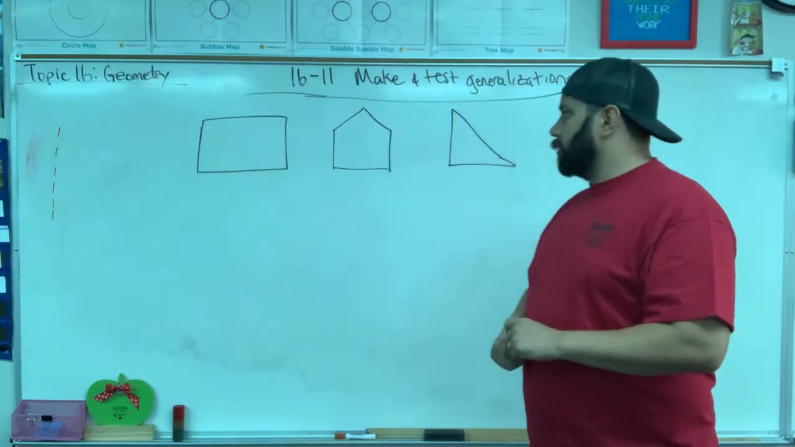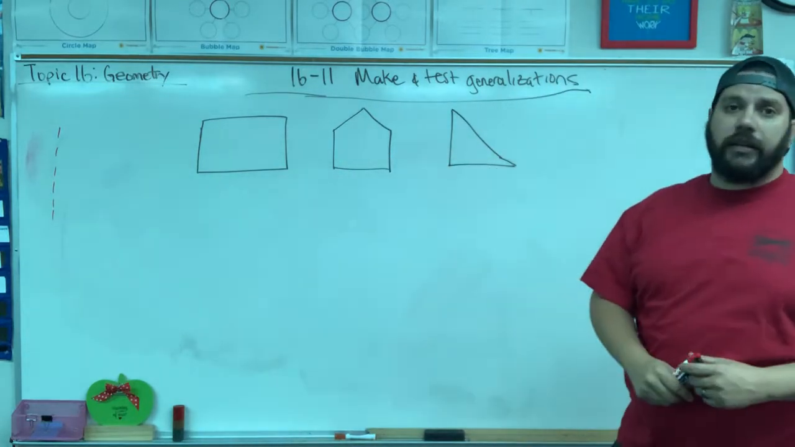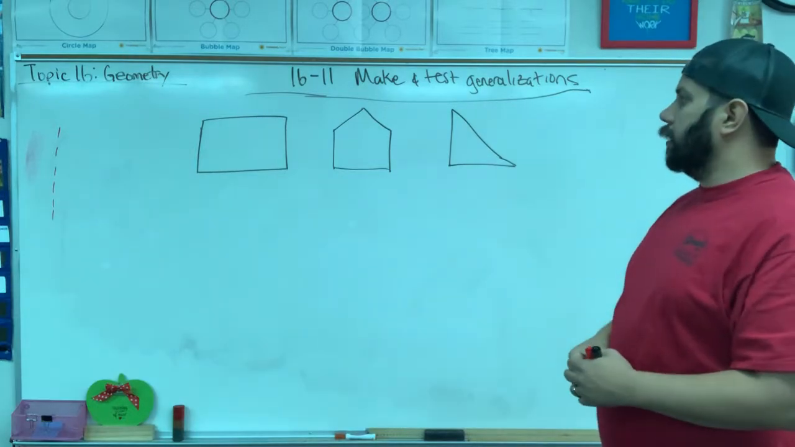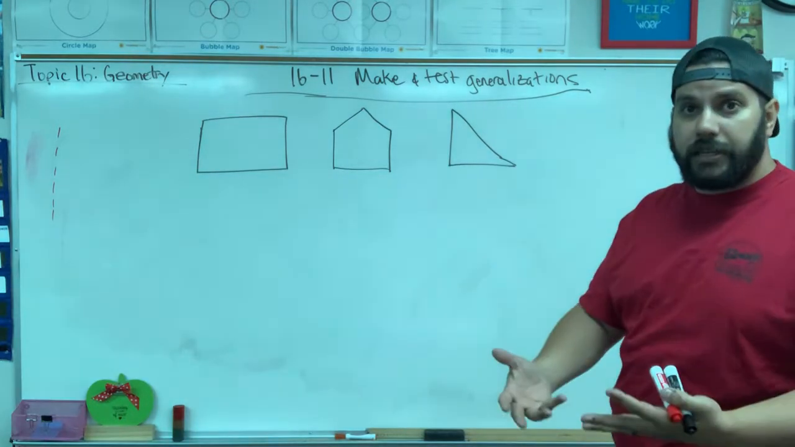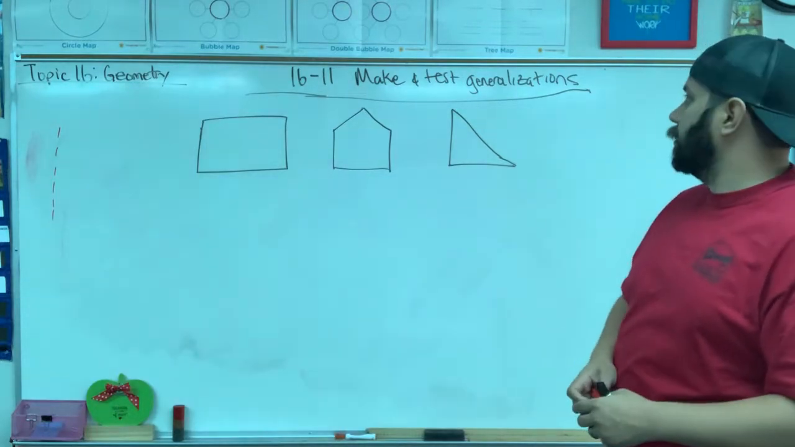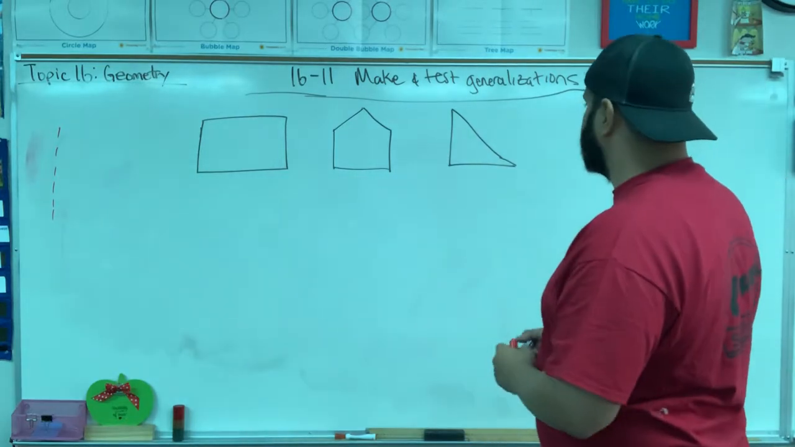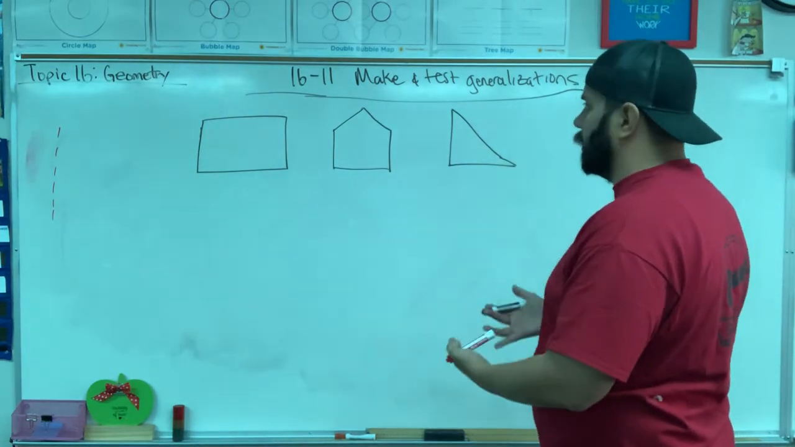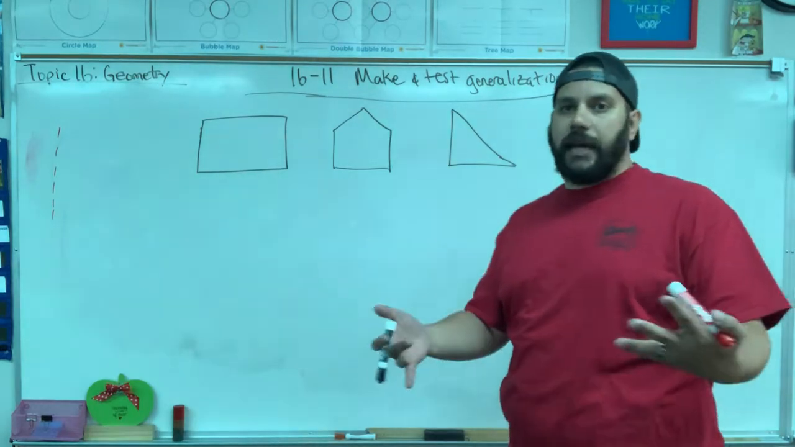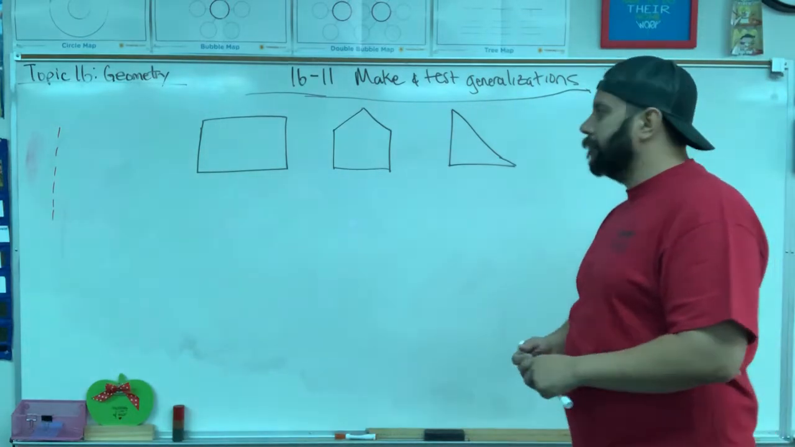Okay, so we have a quadrilateral, a pentagon, and a triangle here, and we're going to try and make some generalizations. What do they all share? What do they all have? And then we'll test them. All right? So, looking at this, you don't want to say something like they all have sides, because that's too general. We want to be a little more specific than that.